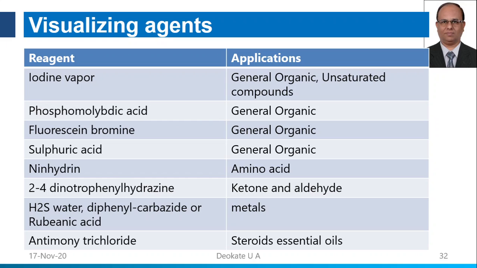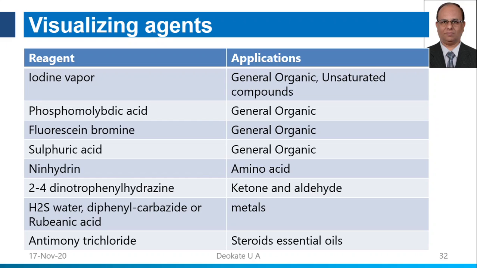Then phosphomolybdic acid is also a general organic agent for visualization purposes. Then fluorescein bromide is also a general organic agent. Another one is sulfuric acid, which is corrosive. Sprays of sulfuric acid are used. That is also a general organic agent. Organic substances can be visualized by this.